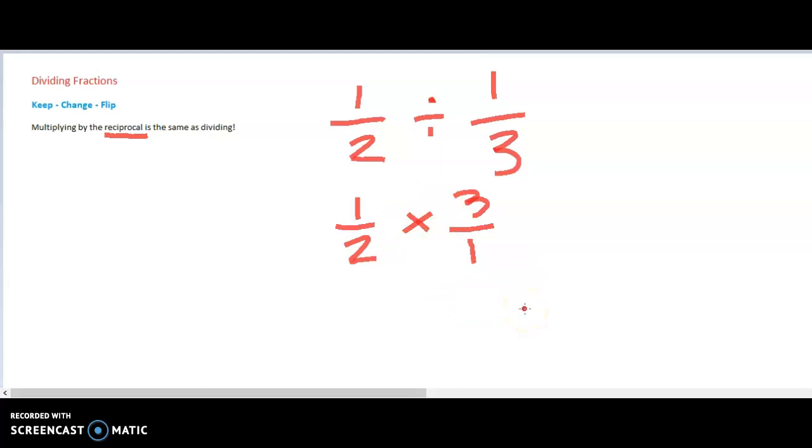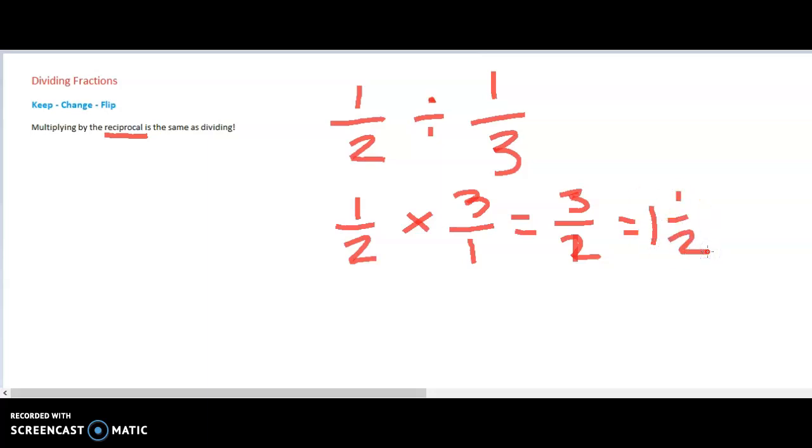So now we're just going to multiply straight across. So we've got 1 times 3 is 3, 2 times 1 is 2. And then remember that we're always going to simplify, so when we write this, unless the instructions say to leave it as an improper fraction, we're going to write it as 1 and 1/2.